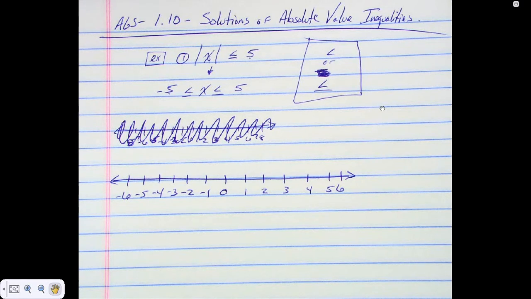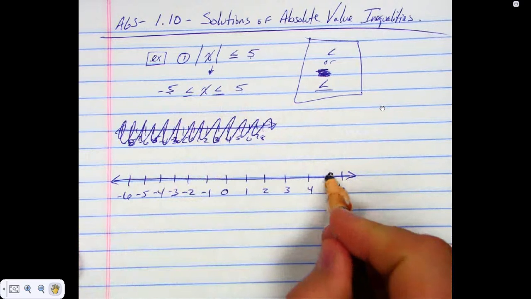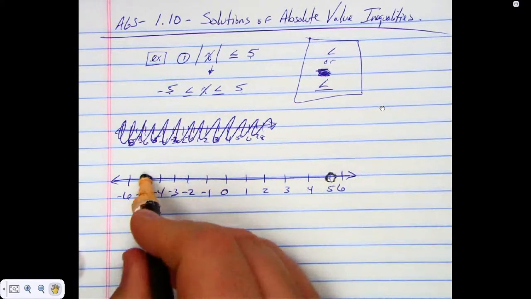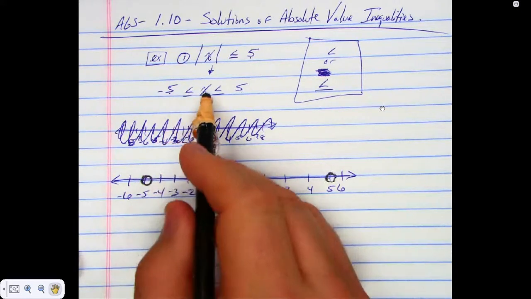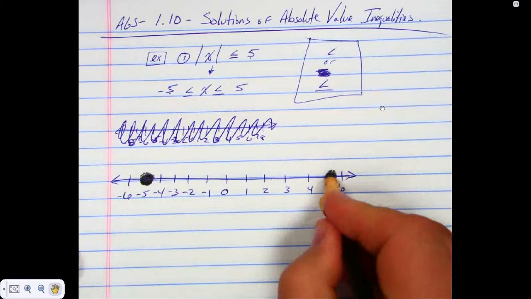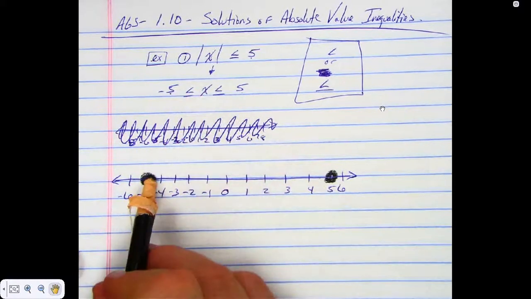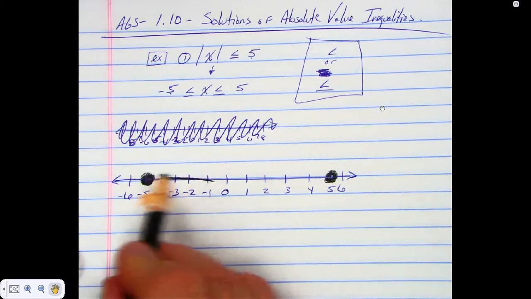What would I graph? Am I including my endpoints? I'm at 5 and -5. Am I including them? Is it less than or equal to? So I'm including them, so I shade it in. Am I talking about the numbers in between? Talking about the numbers greater than -5 and what? Less than 5, so that's all of these here.